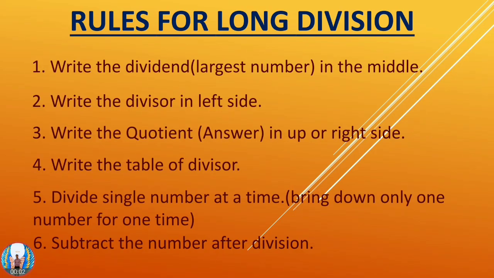Rules for long division. These are not exactly rules, but we have to follow this procedure to get the correct answer. The first one, write the dividend, that is the largest number, in the middle. Second, write the divisor on the left side. Third, write the quotient or answer on the up or right side. Fourth, write the table of the divisor.